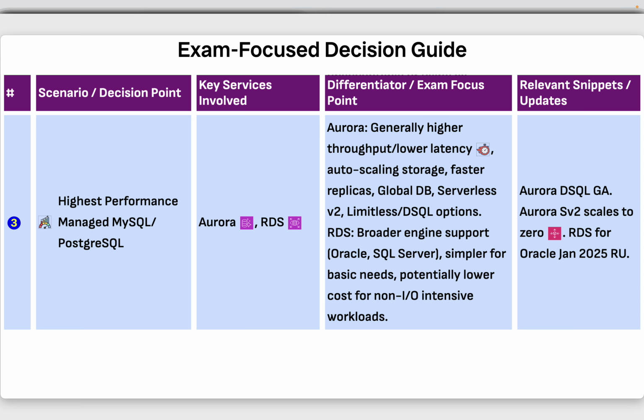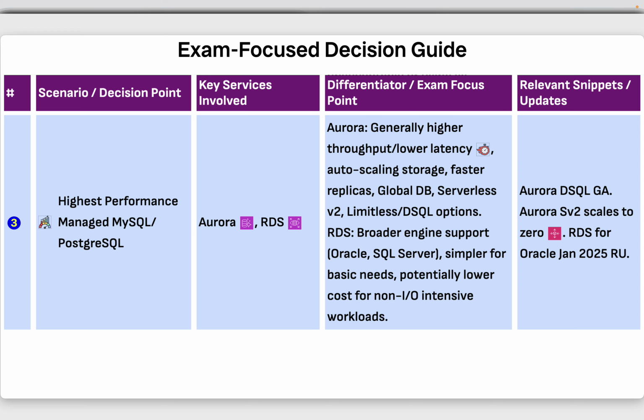Then some key features of RDS: it has broader engine support, as I talked about, Oracle and SQL Server. It is simpler for basic needs, potentially lower cost for non-IO intensive, input-output intensive workloads. Some snippets or some notes.